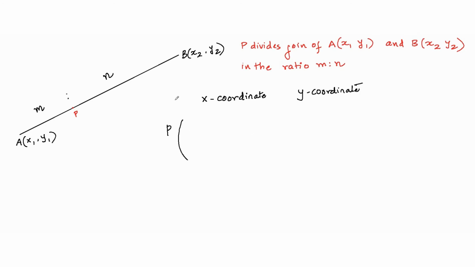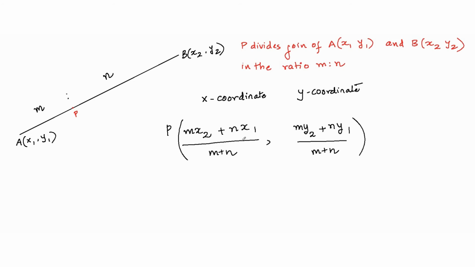For the x coordinate of P, consider the x coordinates of A and B and cross multiply them with m and n. So m gets multiplied with x2 and n gets multiplied with x1. So (mx2 + nx1) upon (m + n). And to find the y coordinate, it is going to be (my2 + ny1) divided by (m + n). This is how you can find the x and y coordinates of the point P. This formula is called the section formula.